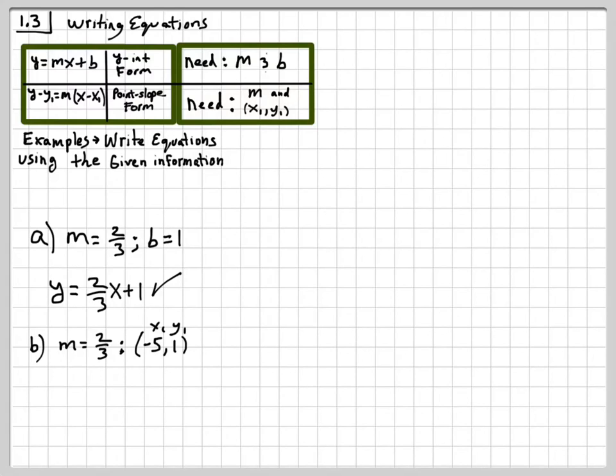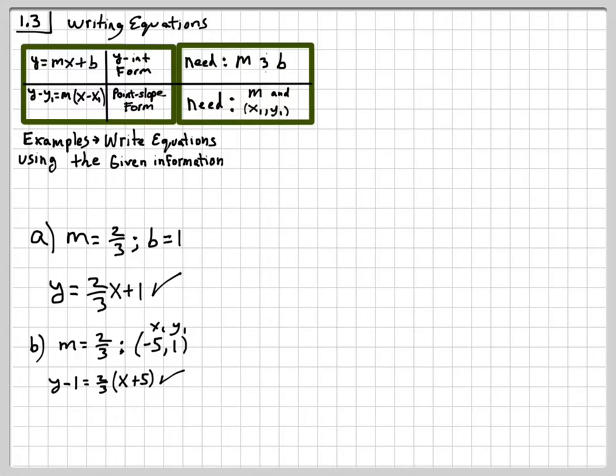Example B has different given information. It has a slope of 2/3 and a point (-5, 1), which is x1, y1. On this second example, I have a slope and a point, so I have the requirements for the second form of an equation that I have up in the box, the point-slope form. So I'll use that other equation. I go ahead and substitute for y1 and for x1 and for the slope, and that is it.